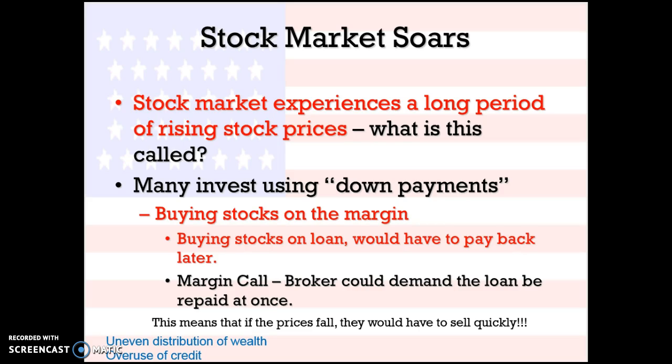The problem is when you buy stocks on the loan, they could do this margin call. So if you were the person who was loaning the money, if you were the broker, you could call them at any time and demand the loan be repaid at once. So if you paid $10,000 for something and it immediately went up in price, you would try to sell it really quickly. Well, selling things really quickly and a lot of people selling at once is what's going to cause the prices to fall.